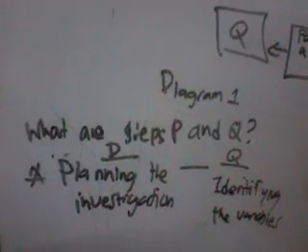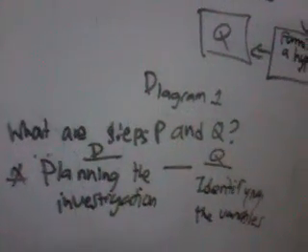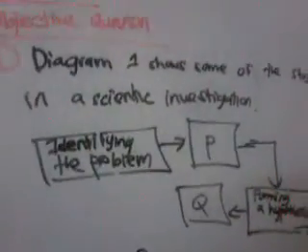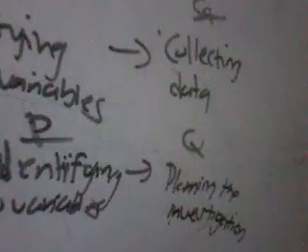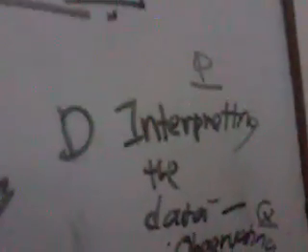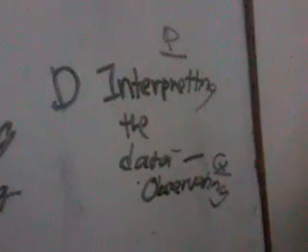A. P: planning the investigation, Q: identify the variables. B. P: identify the variable, Q: collecting data. C. P: identifying the variables, Q: planning the investigation. D. P: interpreting the data, Q: observing. So what is the answer?